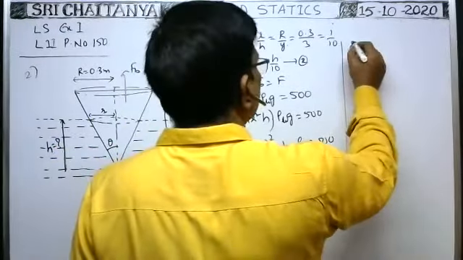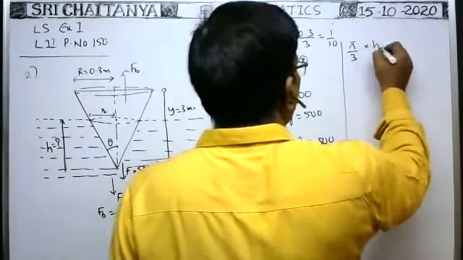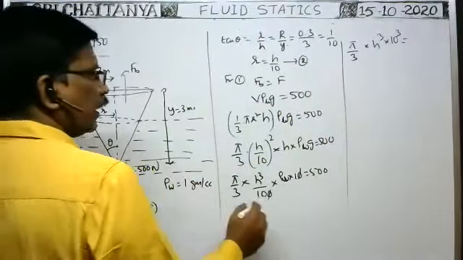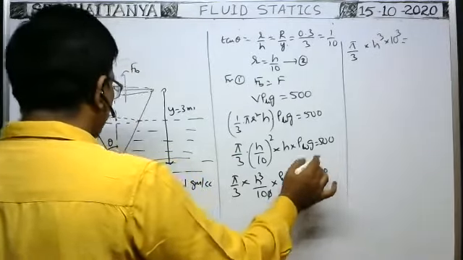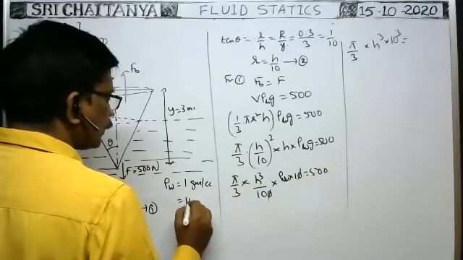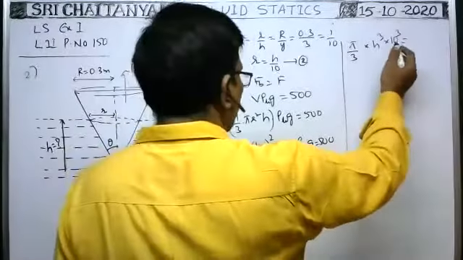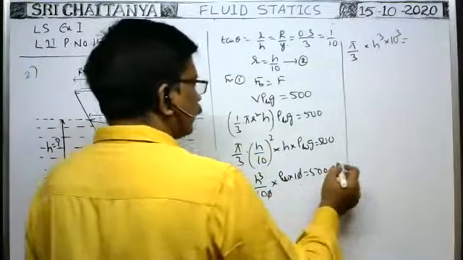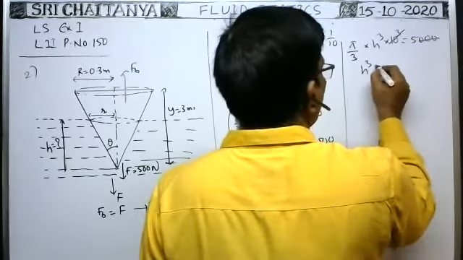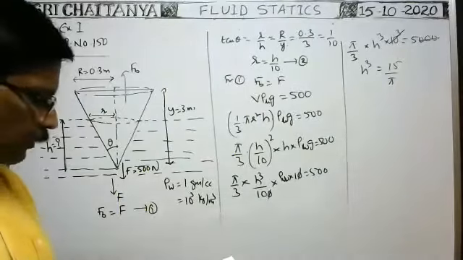Pi by 3 into h cube into density of the water, which is 10 cube, because in SI system we have to substitute, as 500 Newton is given. 500 Newton means in SI system, so in SI system only we substitute the density. So 1 gram per cc means 10 to the power 3 kilogram per meter cube. So instead of density you write 10 cube. Here 500 into 10 means 5000. So 3 zeros cancel. So h cube is equal to 15 by 5. h cube is equal to 15 by 5.